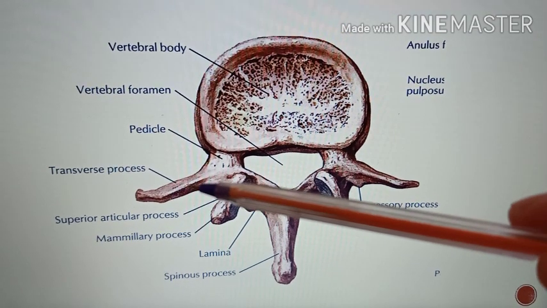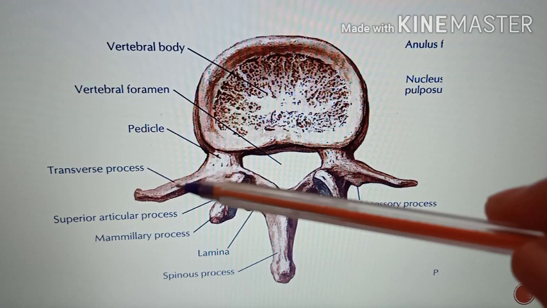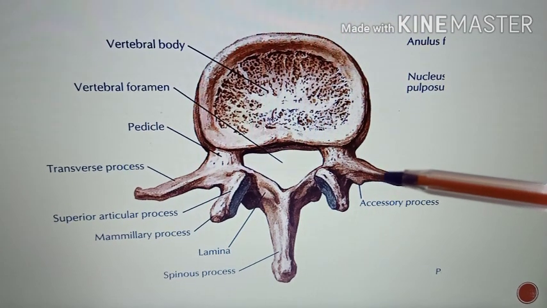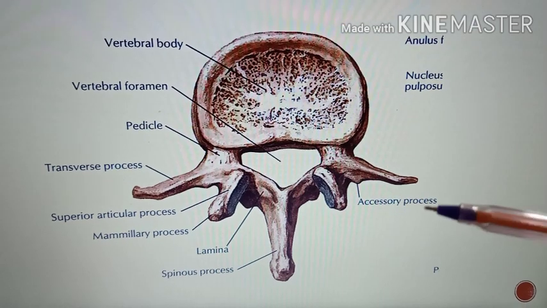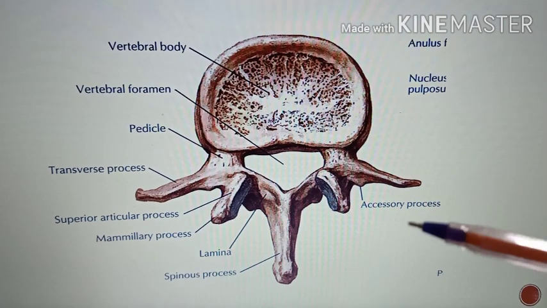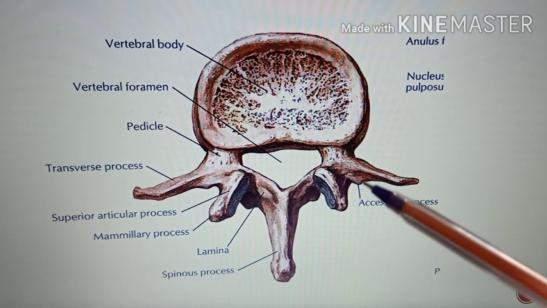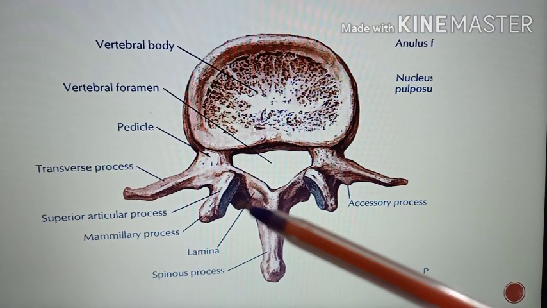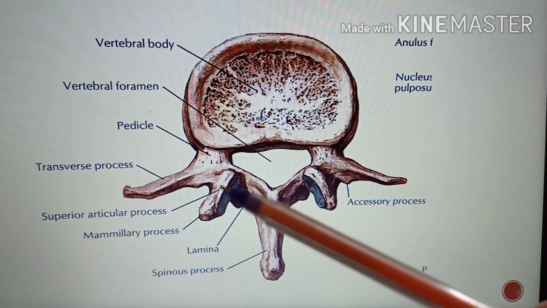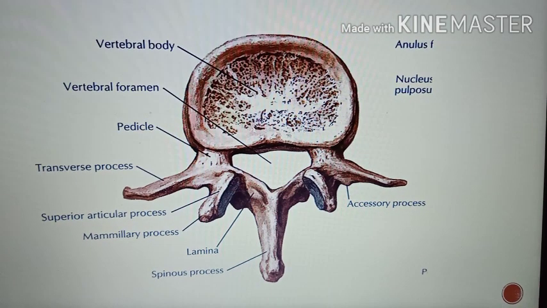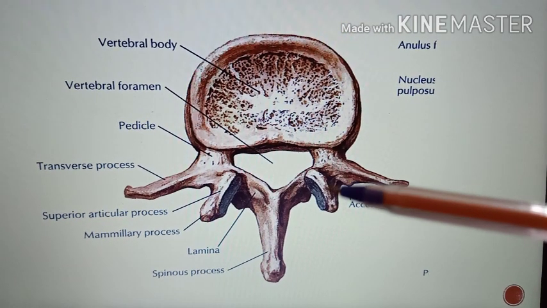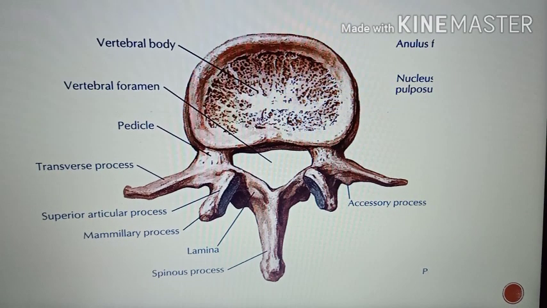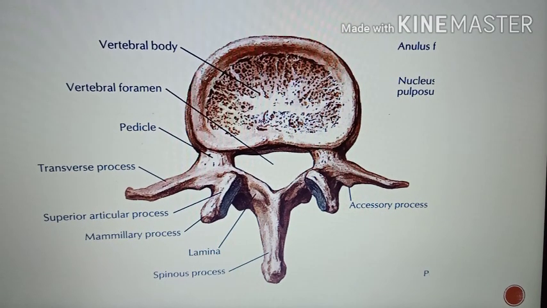In the transverse process of the cervical vertebra there will be a foramen called the foramen transversarium, which is absent over here. Then the other extra features you can see here are the accessory process and the mammillary process. Then the superior articular facet will be concave in shape, whereas the inferior articular facet is convex in shape.